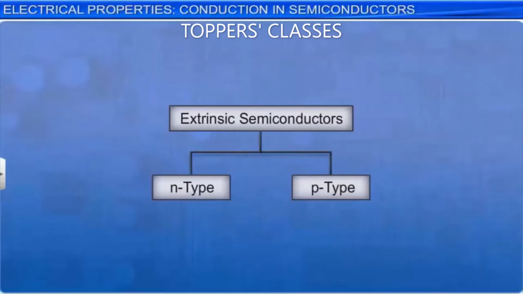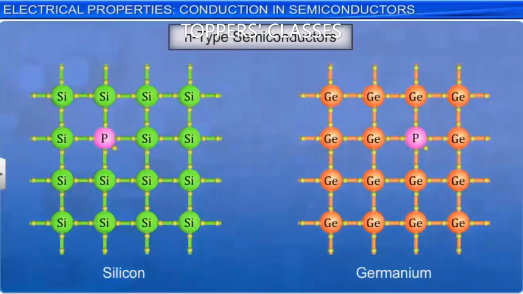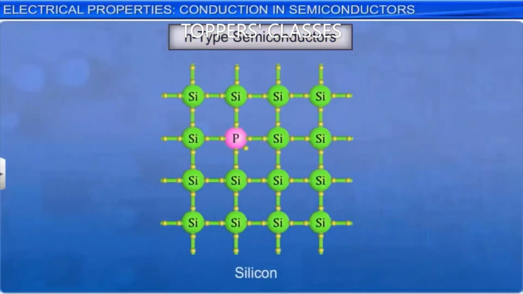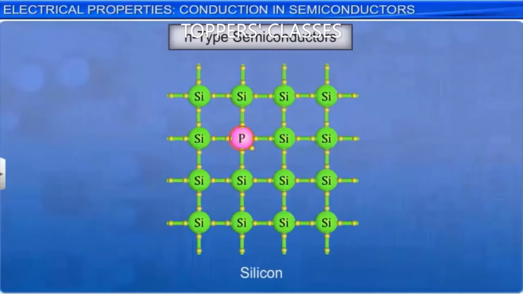Let us first look at N-type semiconductors. In an N-type semiconductor, the doping atom usually has one more valence electron than the host. The addition of a pentavalent impurity such as antimony, arsenic or phosphorus contributes free electrons to the silicon or germanium lattice. This produces an N-type semiconductor. The free electrons contributed by the pentavalent impurity are responsible for conduction of electricity in an N-type semiconductor.